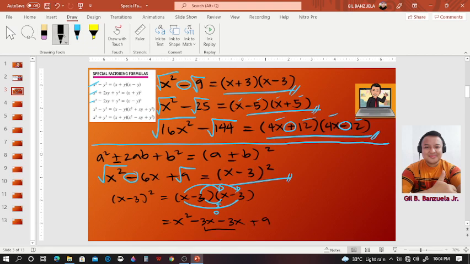Then let's simplify those terms in between because they are like terms. So therefore, we arrive at x squared minus 6x, then plus 9. And we simply go back to the original question. Okay, so that's how to double check, unless you have a doubt in this formula. Okay, so let's try another example.